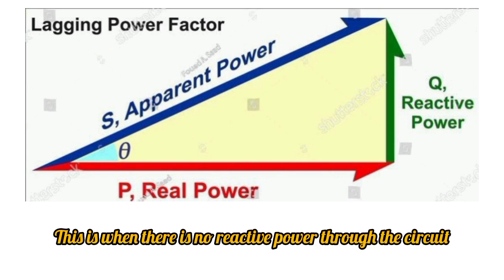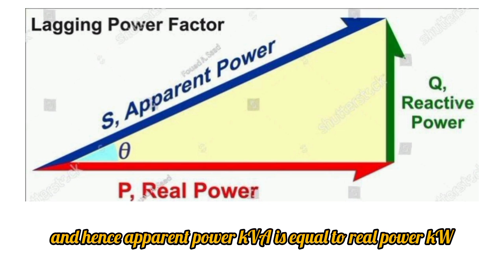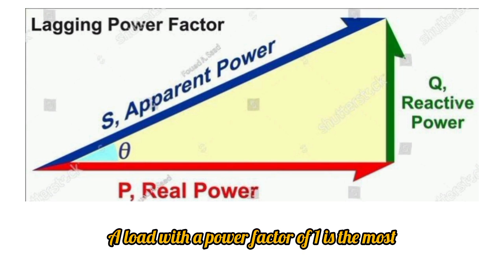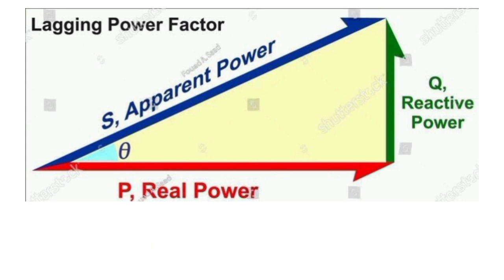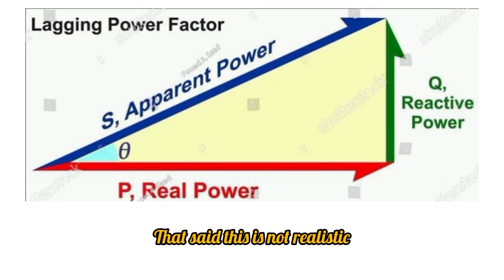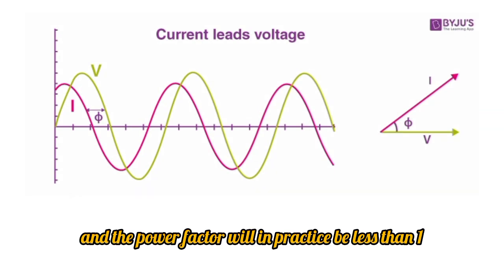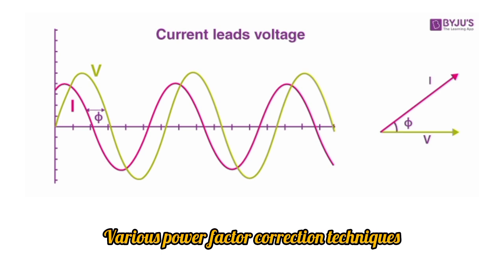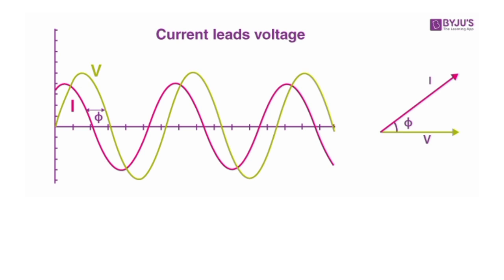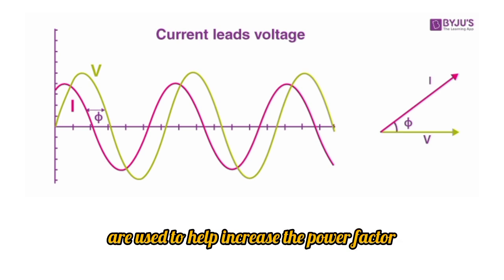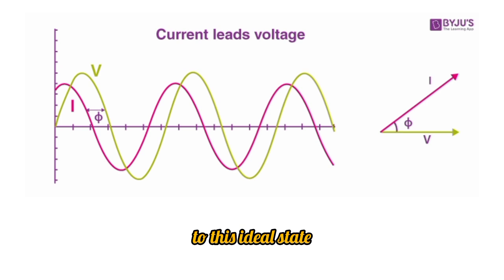This is when there is no reactive power through the circuit, and hence apparent power, kVA, is equal to real power, kW. A load with a power factor of 1 is the most efficient loading of the supply. That said, this is not realistic, and the power factor will in practice be less than 1. Various power factor correction techniques are used to help increase the power factor to this ideal state.